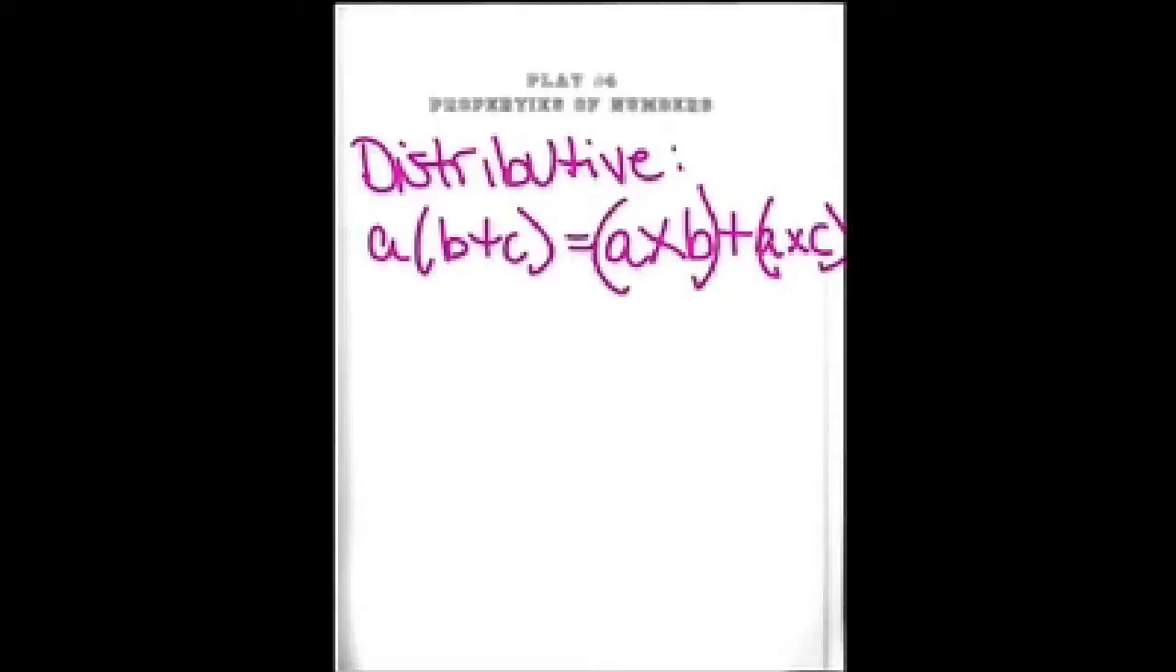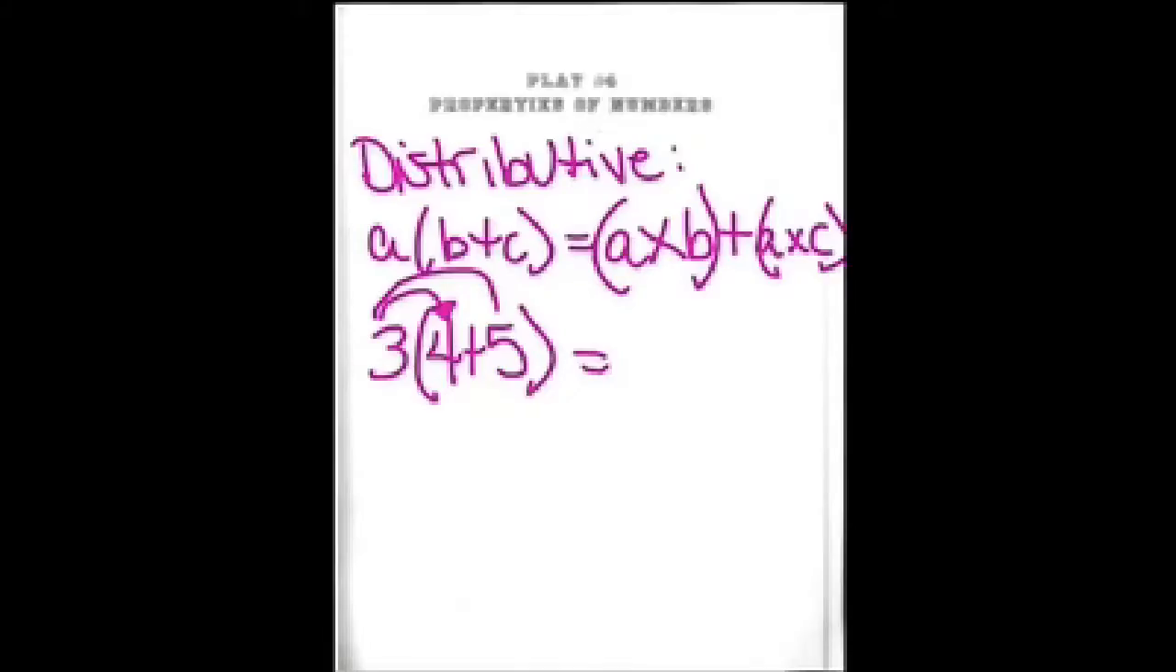Let's look at it with numbers. 3 times the quantity 4 plus 5. This is how I like to think about it. Think about 3 wanting to go to a party. 4 and 5 are already at the party. 3 is at the door to the party. The door is the parentheses. 3 is knocking on the door and has to ask 4 and 5 for permission before he can go to the party.